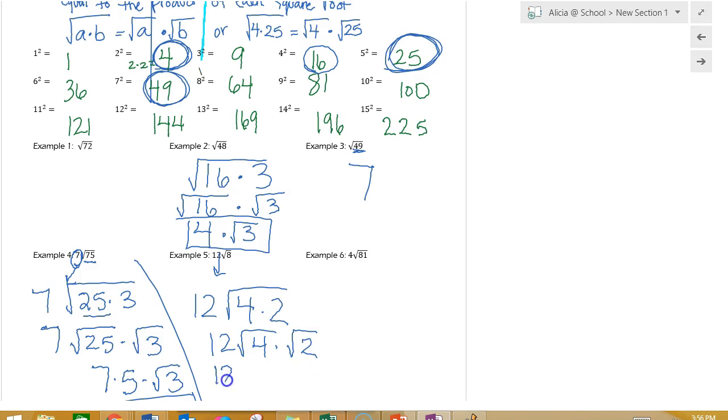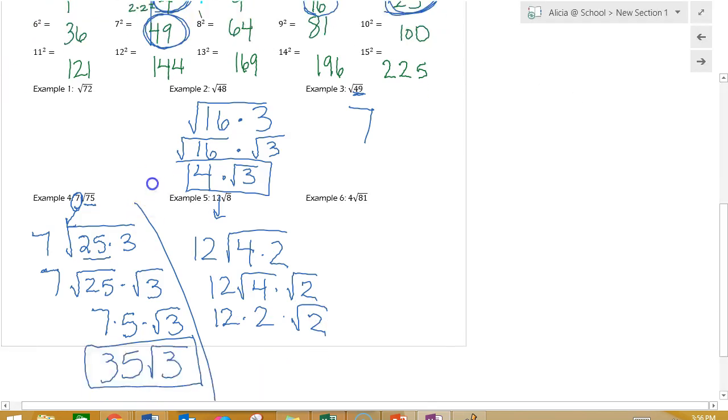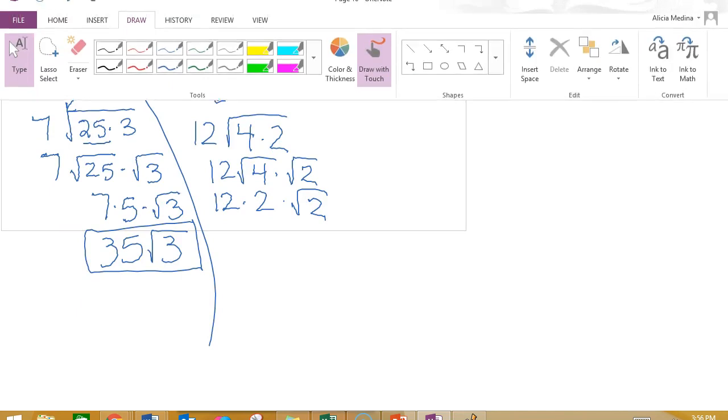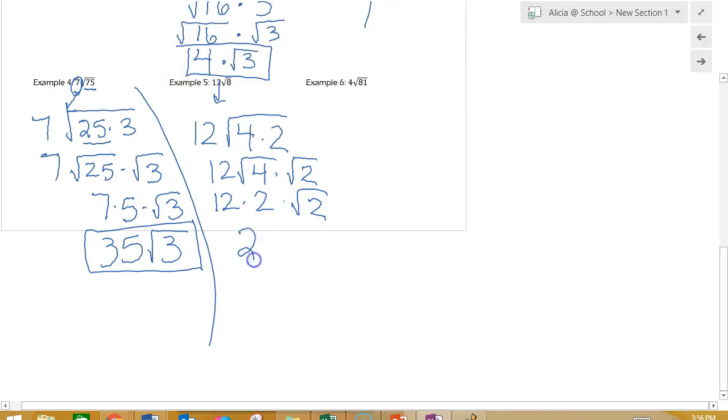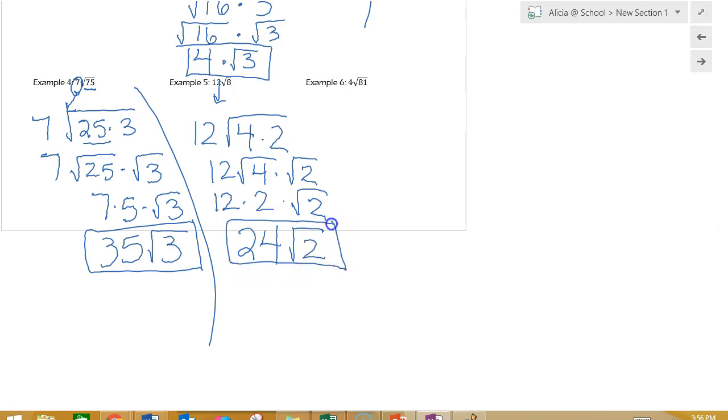Bring that coefficient of a 12 down. The square root of 4 is 2 times the square root of 2. That guy also gets brought down. And now I can just simplify. So 12 times 2 is 24 times the square root of 2, which is my final answer.